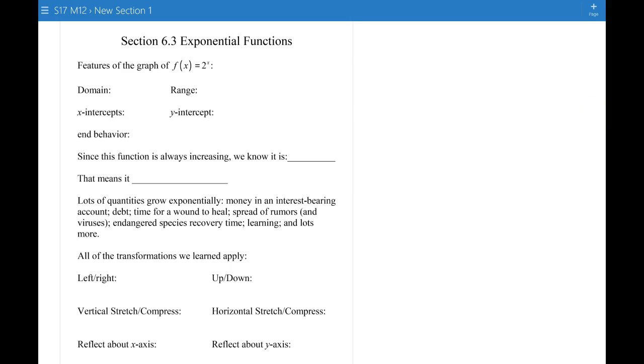Okay, so continuing on, let's look at that graph that we made. The domain is all real numbers, or you can write it as negative infinity to infinity. The range was 0 to infinity, not including 0, because you could never get a y value of 0. There's no x-intercept, and the y-intercept is (0, 1). So you can see that from the graph.